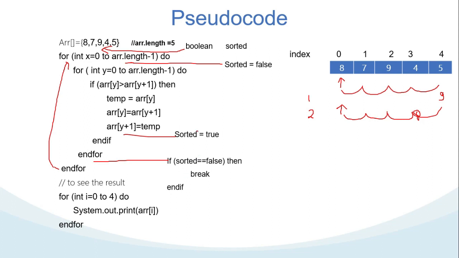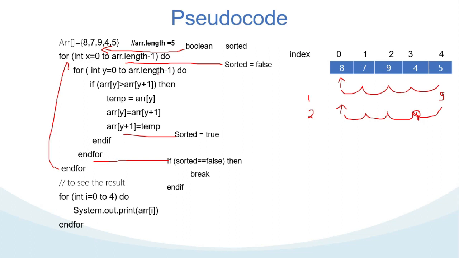Another room to improve the pseudocode is, as you can see here, that in every pass, the largest number bubbles up and moves to the correct position. In the second pass, also like that. In the third pass, also like that. Then why do we have to keep on reading until the end of the index?